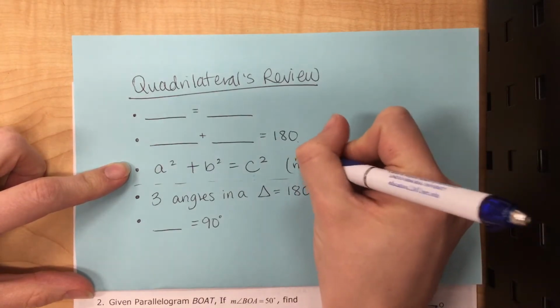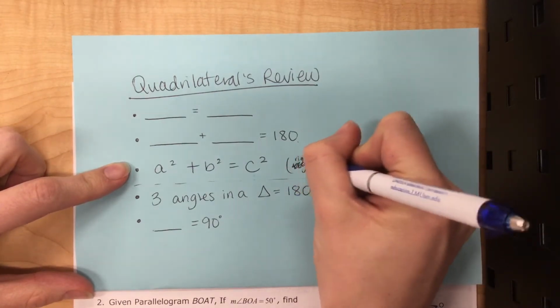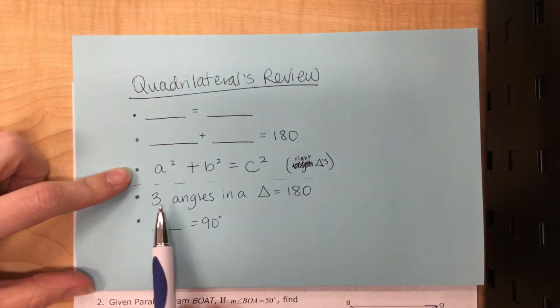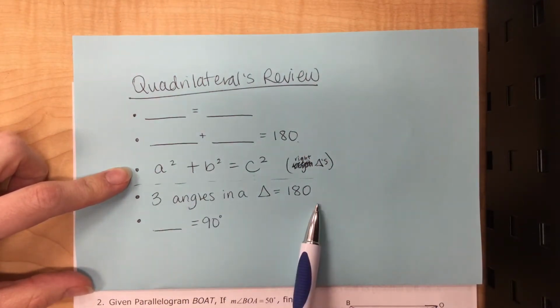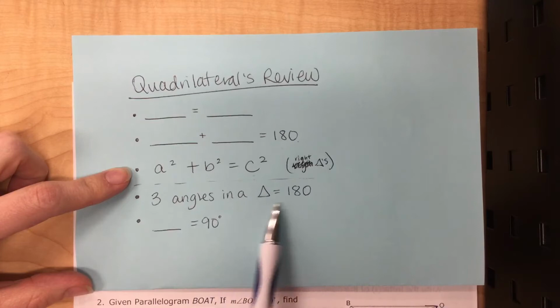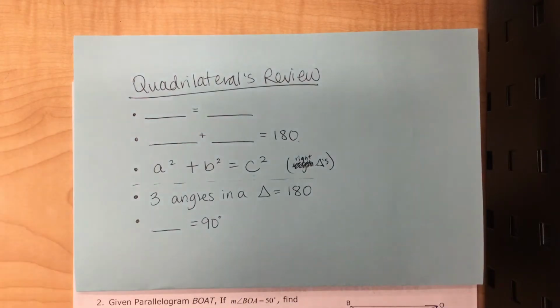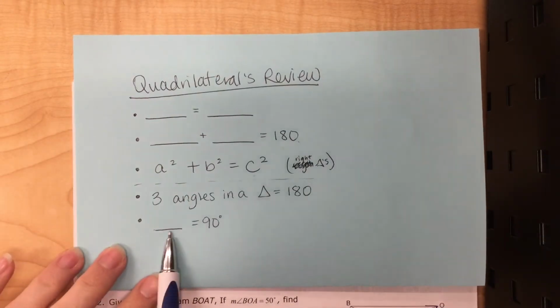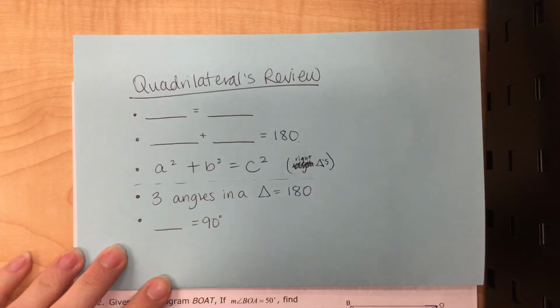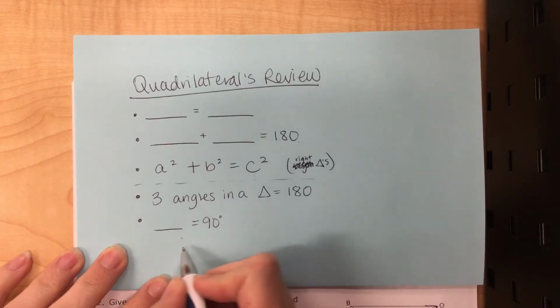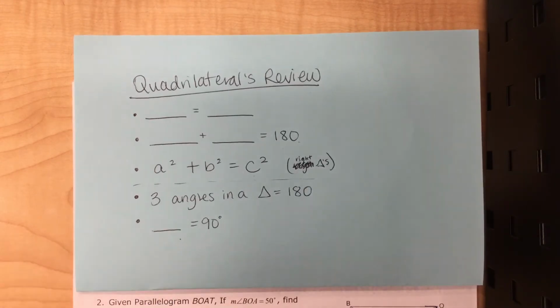Wow, I spelled that wrong. All right, and then these two other things you might encounter too. Like three angles in a triangle equal 180. I'm going to reference that a few times. And every once in a while you might have one angle that equals 90 because it's a right angle. Remember, that's going to apply for rectangles, squares, or sometimes for diagonals that are perpendicular.